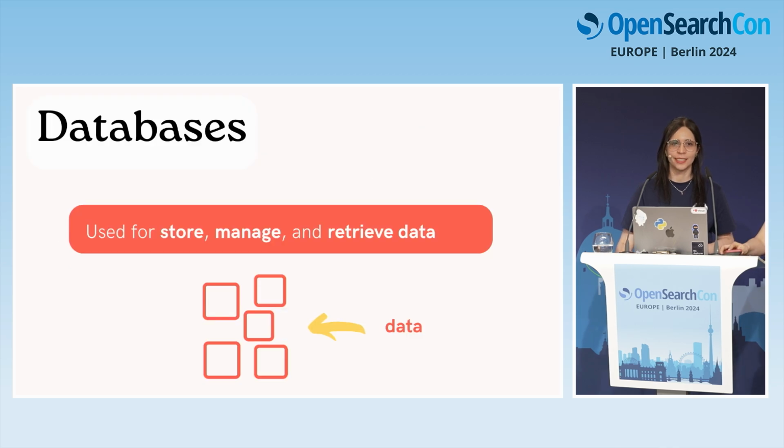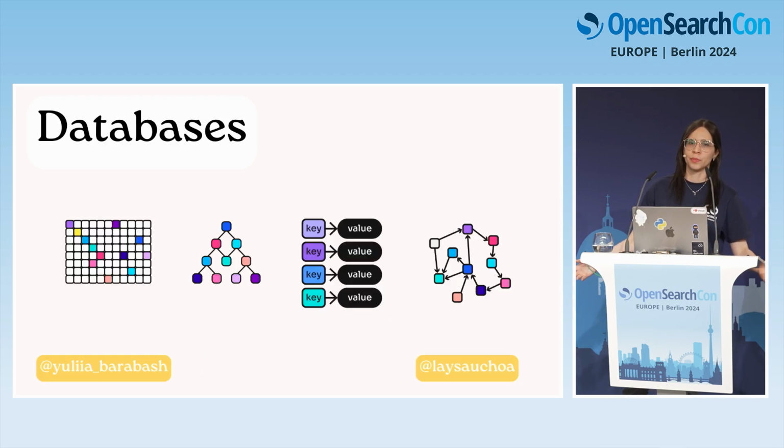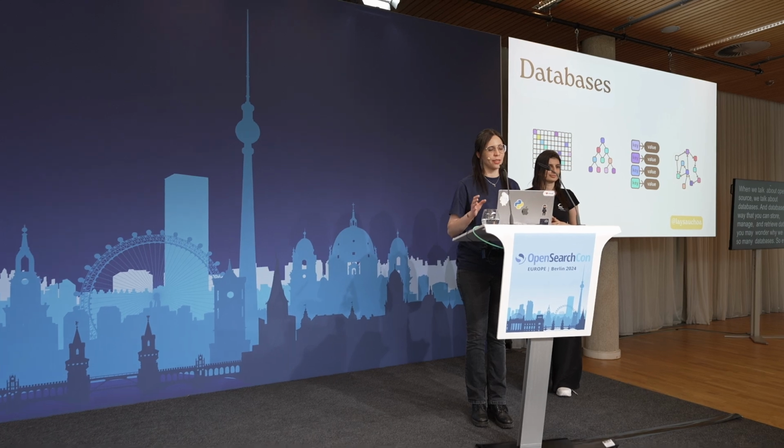So let's get started. When we talk about OpenSearch, we talk about databases. And databases are a way that you can store, manage, and retrieve data. But you may wonder why we have so many databases. Every day there is a new database coming up, and there are more than 300 databases out there.